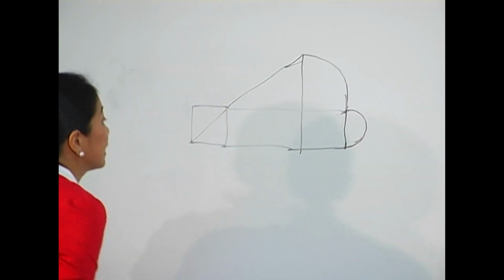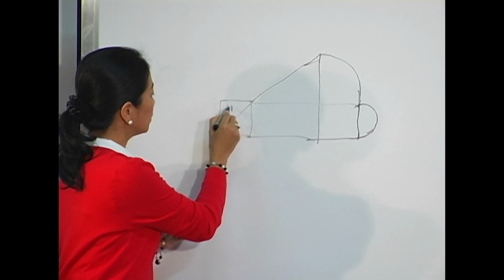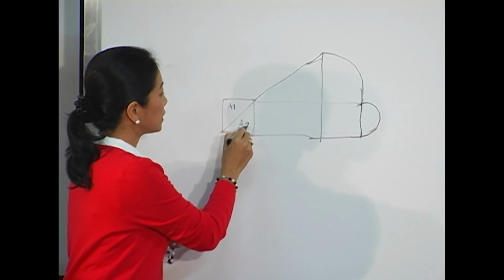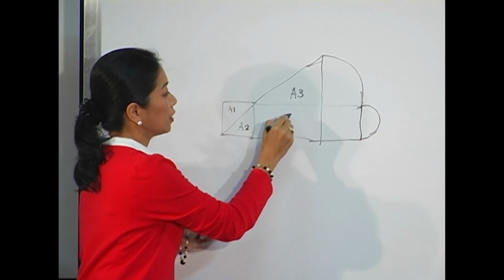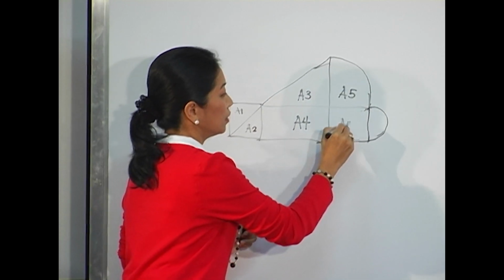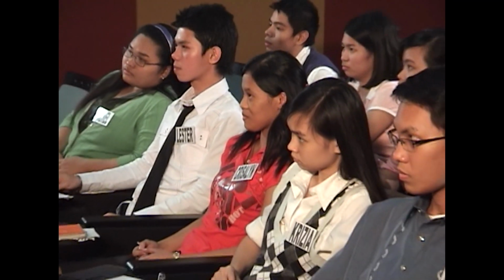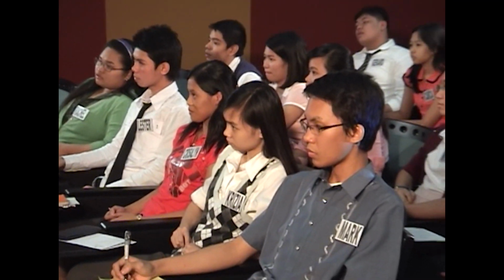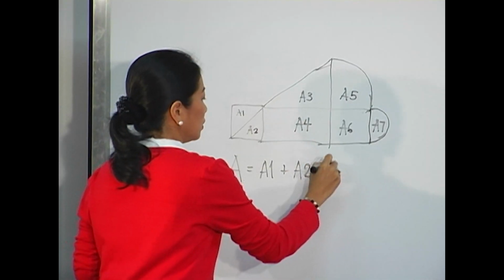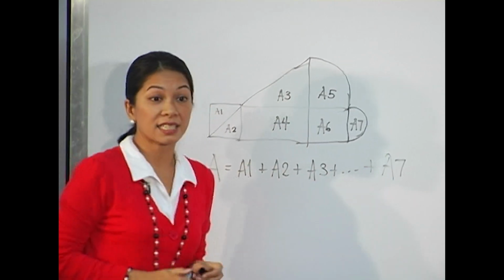Now for Chrysaline, we have how many regions? Chrysaline gave us 2 triangles over here. So there's 1 region, area of that region, area of the second region, 3rd, 4th, 5th, 6th, 7th. 7 regions. So area for Chrysaline is A1 plus A2 plus A3 all the way up to A7.